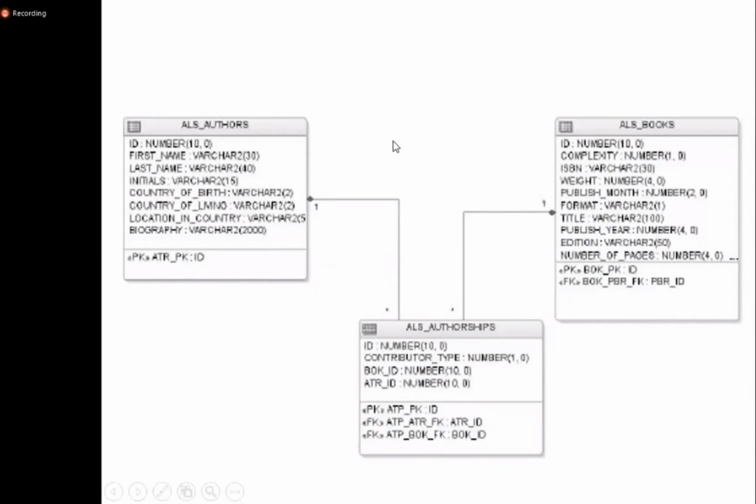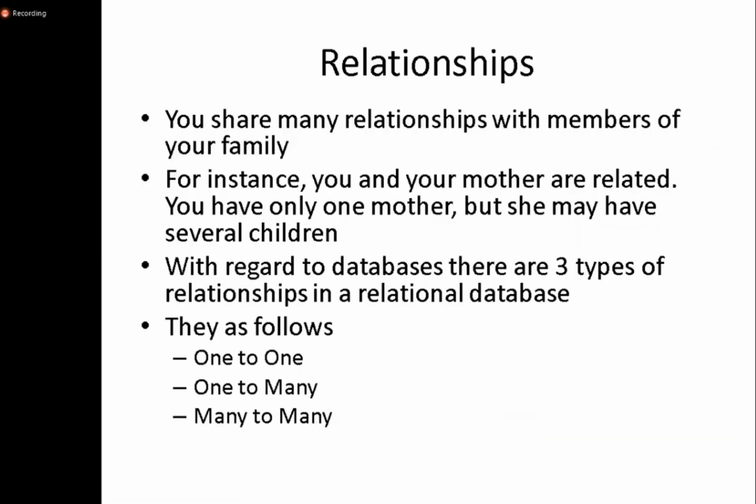Otherwise, we would end up with many null values as well as replicated data. Having this arrangement, we may save a lot of space and utilize the space in an efficient manner. Now we'll look at the relationships. You may share many types of relationships, but they can be categorized as one-to-one, one-to-many, and many-to-many relationships.